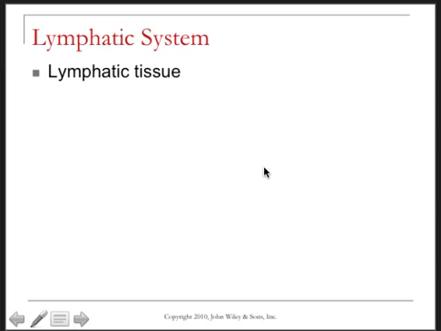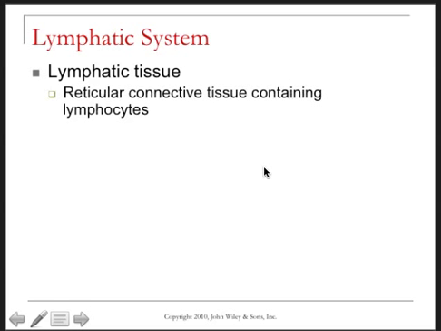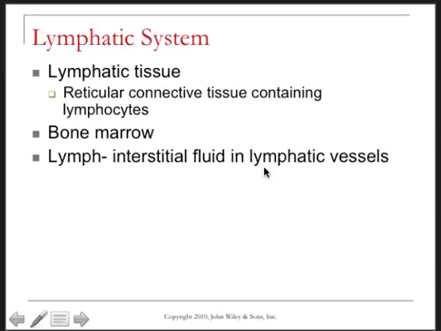So let's talk about the lymphatic system. Lymphatic tissue is basically reticular connective tissue that contains lymphocytes. Remember, lymphocytes are a type of white blood cell. Bone marrow is the source of these lymphatic stem cells. Basically, hematopoiesis has as one of its jobs the production of all the formed elements of blood, and among those are the leukocytes, the white blood cells.